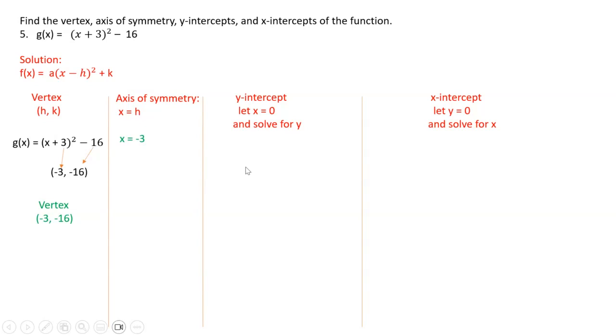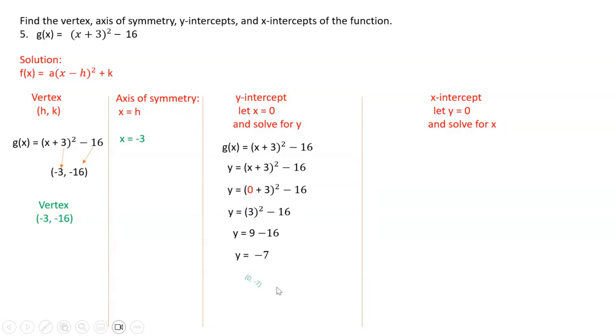Okay, now let's find the y-intercept. For the y-intercept, we're going to let x equal 0. So we're going to plug in the 0 where the x is. Right. So this will give us 3 squared minus 16. This will give us 9. 9 minus 16 will give us negative 7. So the y-intercept will be 0, negative 7.